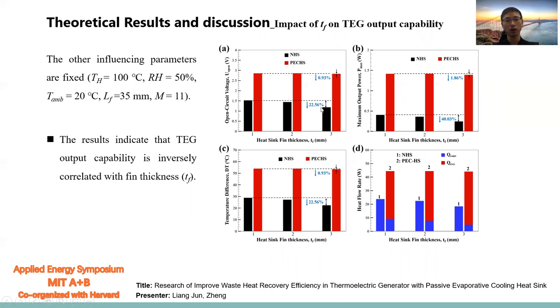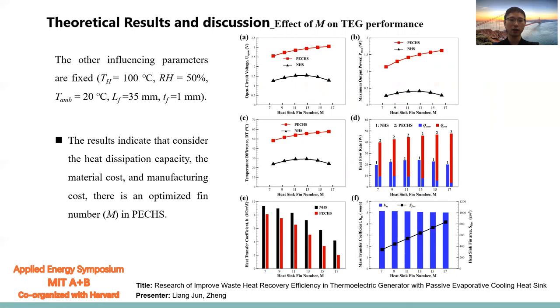And finally, it's the factor of the fin number M on TEG performance. Considering the heat dissipation capacity, the material cost and the manufacturing cost, there is an optimized fin number M in the PECHS, because we can see from the ABCD figures that as the fin number increases, firstly the performance increases, then the increase rate decreases.